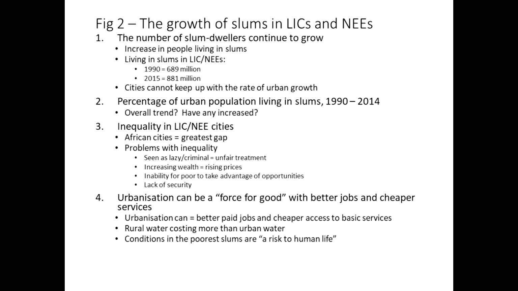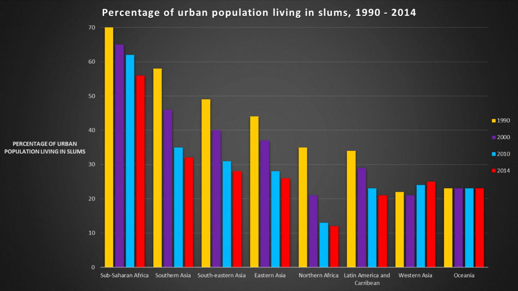Then we've got the percentage of urban population living in slums from 1990 to 2014, and there are several pieces of data for this. So the overall trend is a lot of them are decreasing. There are fewer people living in the slums. But if you look at the data, are there any areas that have actually increased? So more people are living in the slums. Again, you just need to acknowledge that and make a note of which areas.